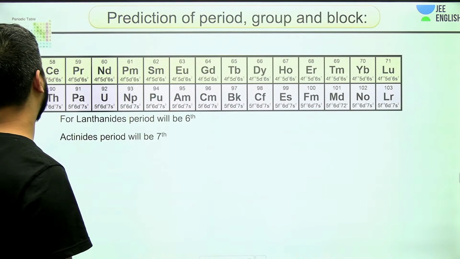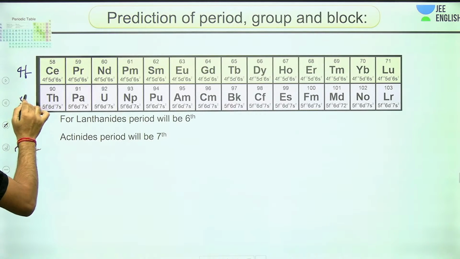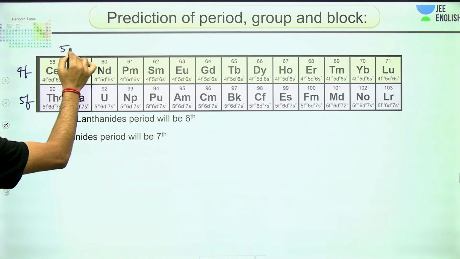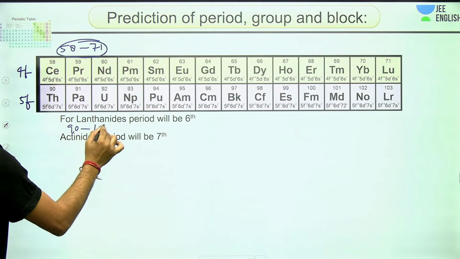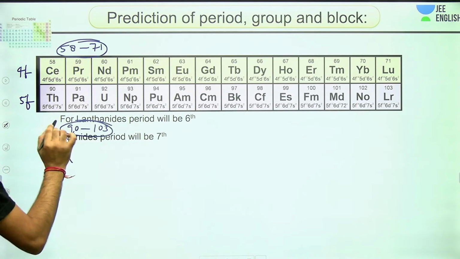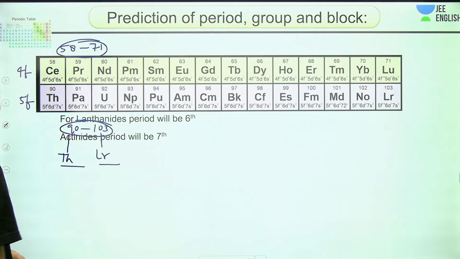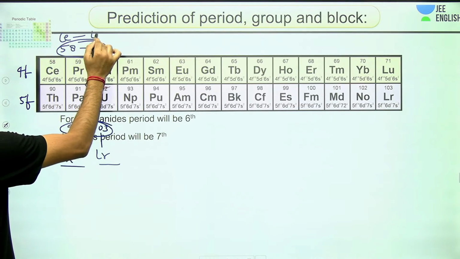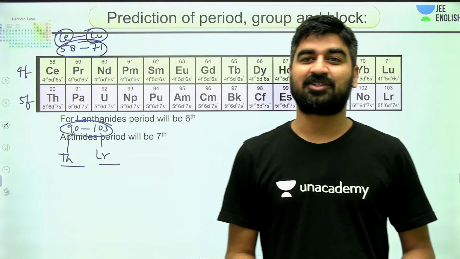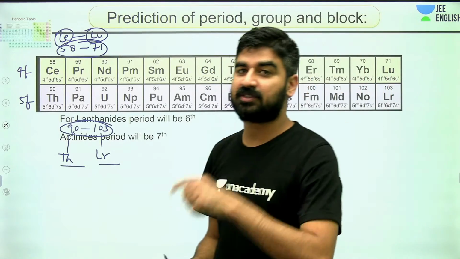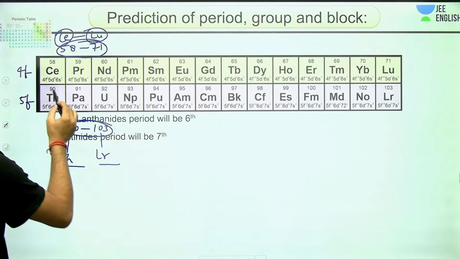If we talk about the F block, first of all, you should remember 4f and 5f. So 4f starts from 58 to 71 and 5f from 90 to 103. It starts from thorium and ends at lawrencium, and for this, it starts from cerium and ends at lutetium. Most students don't remember it. They think that lanthanides start with lanthanum. No, they start with cerium, guys.